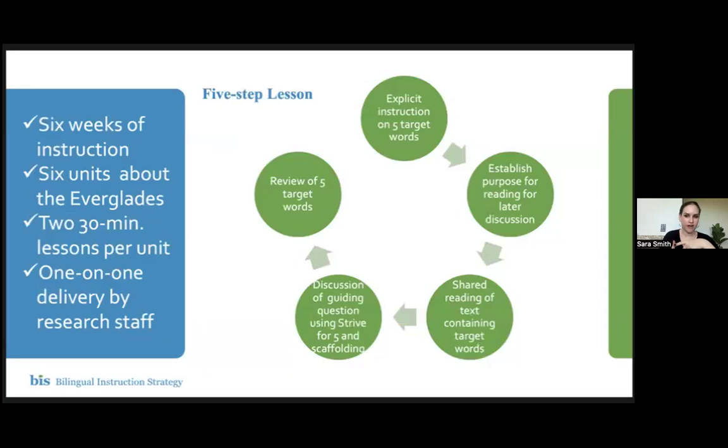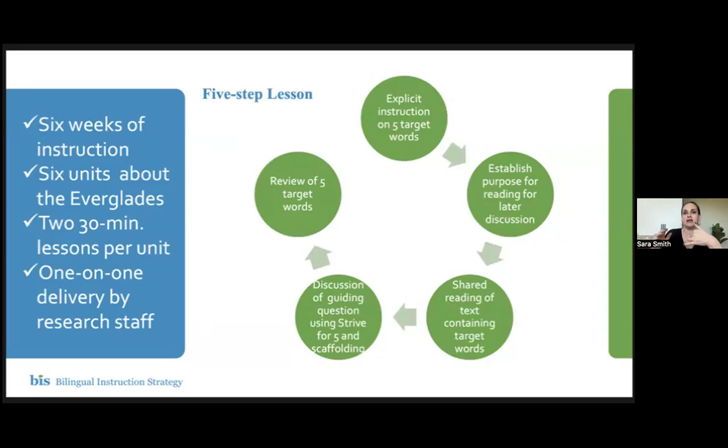So pre-teaching the 5 words, establishing a purpose for reading, then they have a shared reading passage together. And the learners have physical materials that support their learning while they're receiving that RDI instruction. Then they have a discussion with the instructor in which the instructors use upward and downward scaffolding techniques.